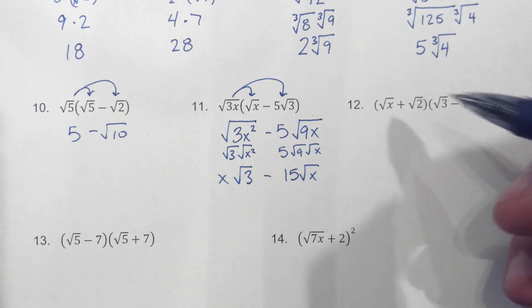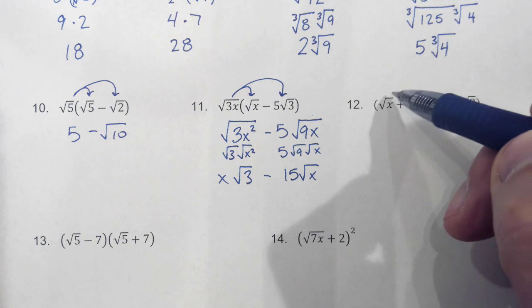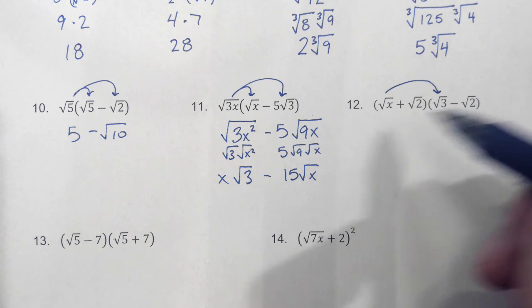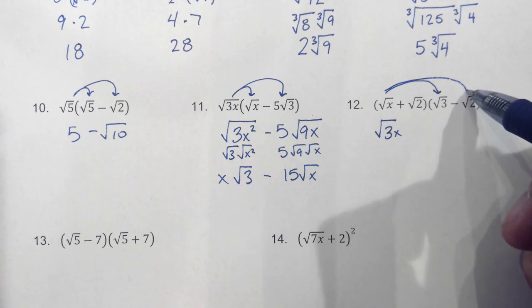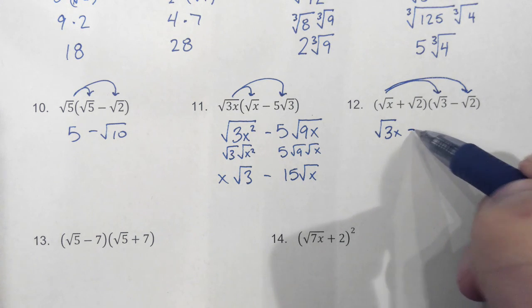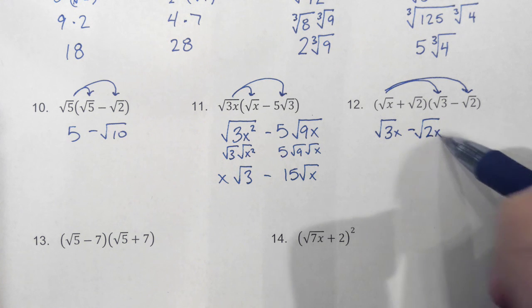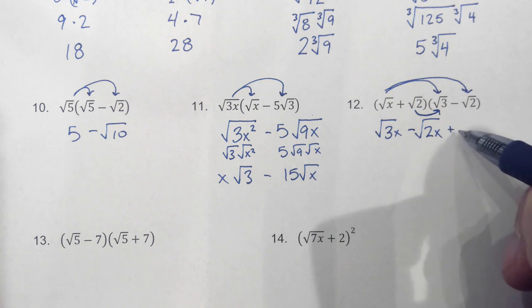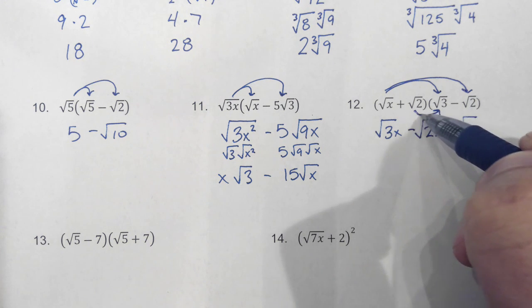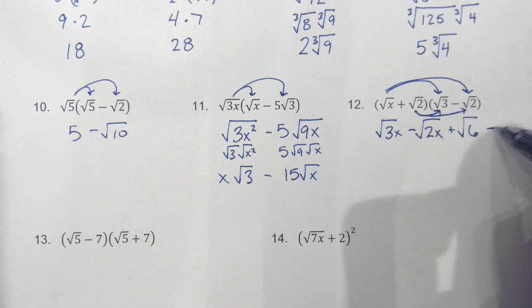Number 12, we're going to FOIL that. So we're going to first distribute the square root of x. So that's going to be the square root of 3x. The square root of x times the negative square root of 2 is going to be the square root of 2x. Then distribute the square root of 2 through. That's going to be the square root of 6. And the square root of 2 times the square root of 2 is minus 4.